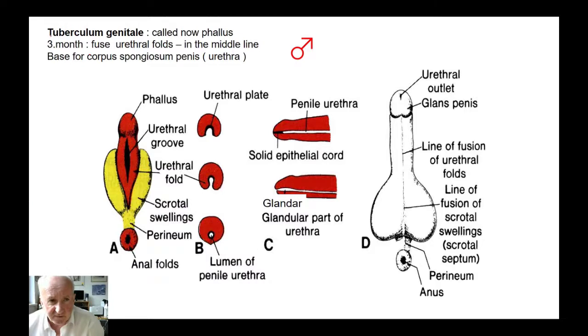The phallus, the genital tubercle in a male, is prolonging, and the two urethral folds will fuse in the midline that you see here, the line of fusion of the urethral folds, forming the ventral part of the penis. Of course, also the penile urethra will close, and you see then the lumen in the center. So this was, very shortly, the explanation of the external genitalia.